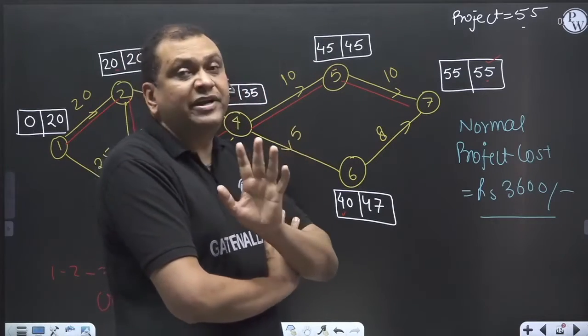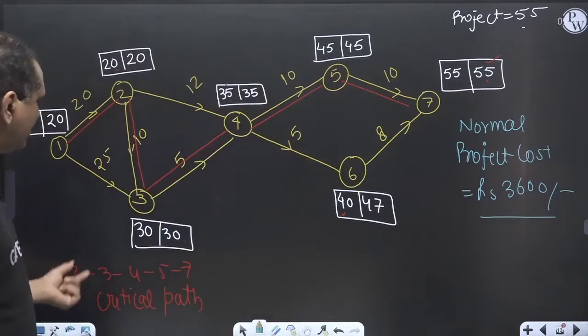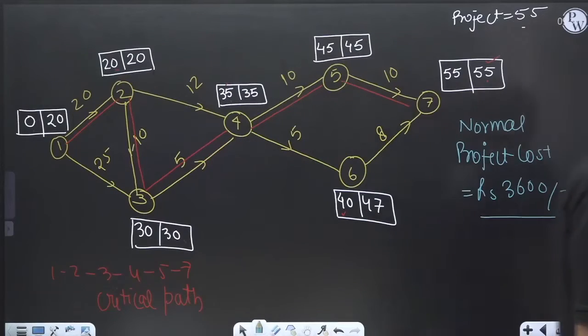It can be completed in 55 days. And the critical path is 1, 2, 3, 4, 5, 7. That is our critical path. Up to this point, I hope everybody is okay.